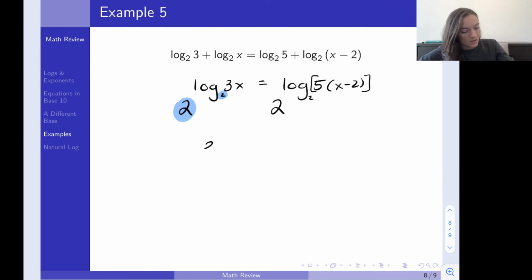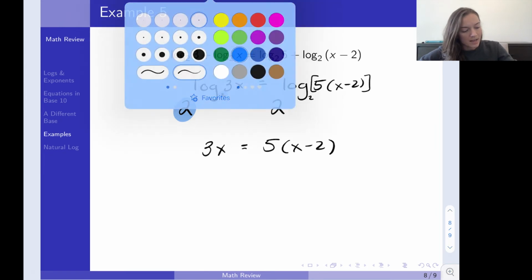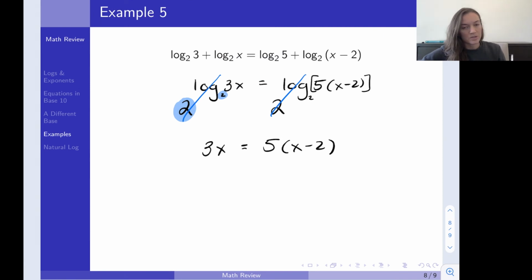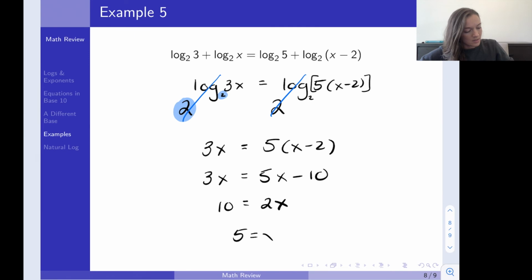So now I have 3x is equal to 5x minus 2. So on both sides, my logs and my 2's simplified out. So I'm left with just this pretty easy equation to solve. So I can just do 3x is equal to 5x minus 10. I can move that around a little bit and get 10 is equal to 2x. And then I'm left with just x is equal to 5. And so that's my answer. And then if I try plugging back in 5 here, everything works. I have 5 minus 2 is 3, so that's not negative, obviously. So plug that back into this equation, and you find that this is a valid solution.